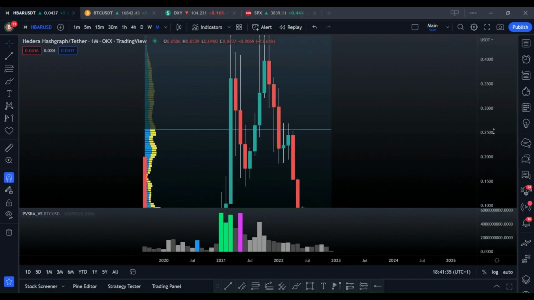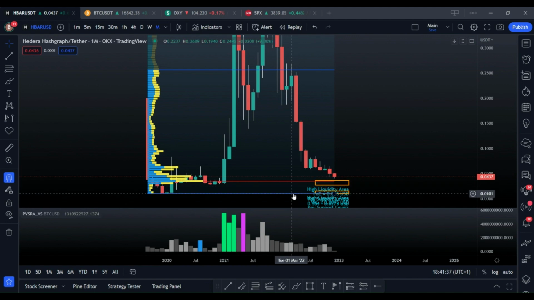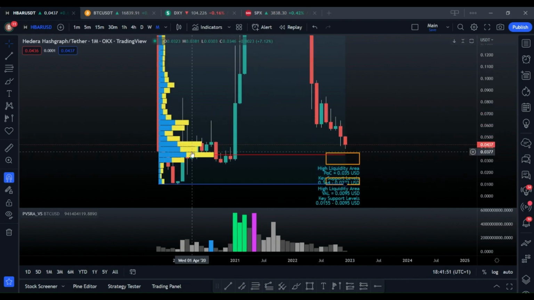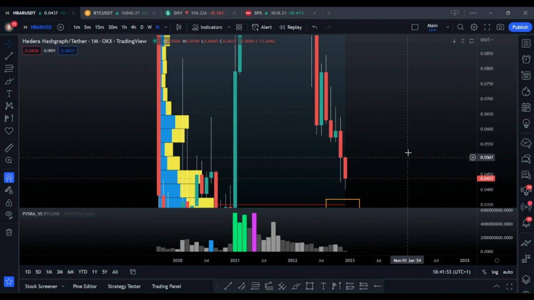And looking at this chart right here, we can see that we have two blue lines, which are the value area low and value area high, which is the majority of volume where price has been transacted. And the red line right here is called the point of control, where the most volume has been transacted historically at this specific price point.